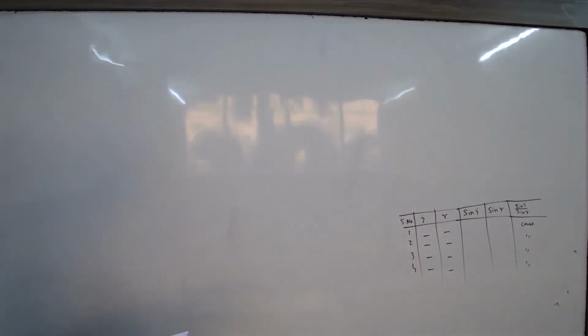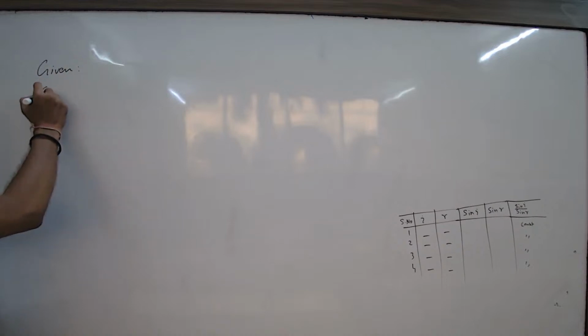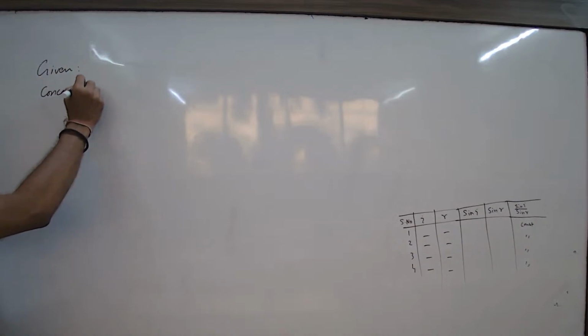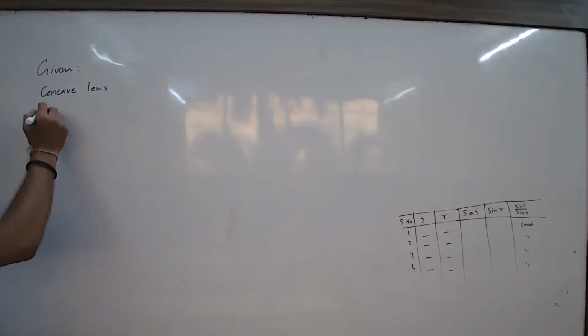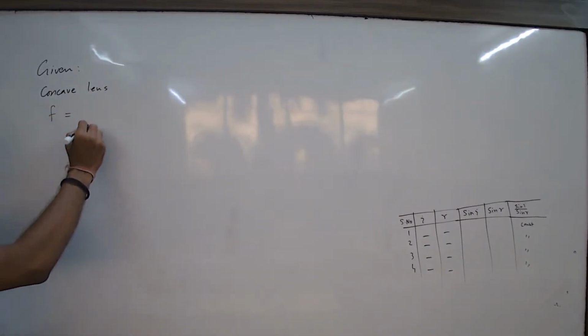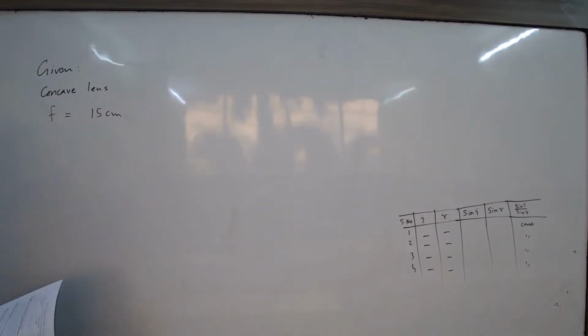Okay, come to page number 60 and look at example 9.3. So what is given? You have a concave lens. Concave lens has a focal length of 15 centimeter. What will be the sign of it? Negative. Okay, it is negative.